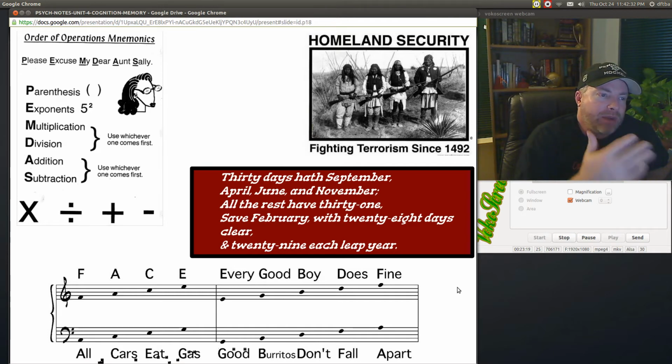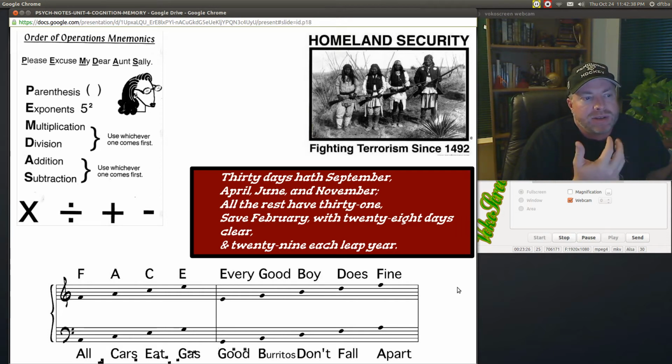The order of operations mnemonic: Please excuse my dear Aunt Sally. So parentheses, exponents, multiplication, division, addition, subtraction. It's a way to remember these. Thirty days hath September, April, June, and November. All the rest have 31, save February with 28 days clear and 29 each leap year. So that's a way to remember the number of days in a month.